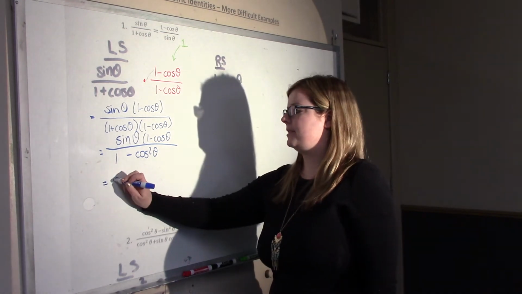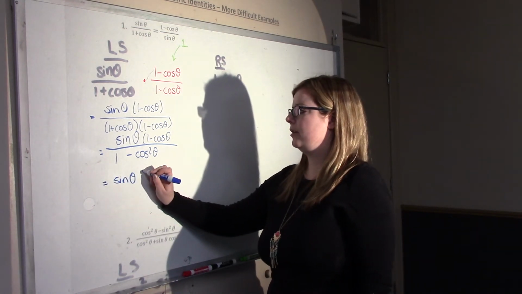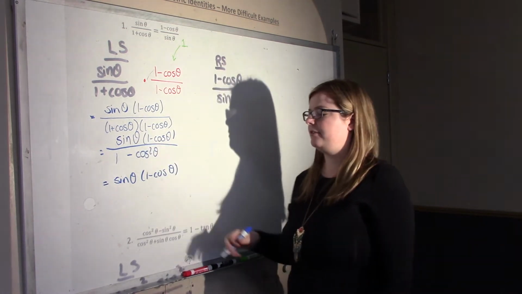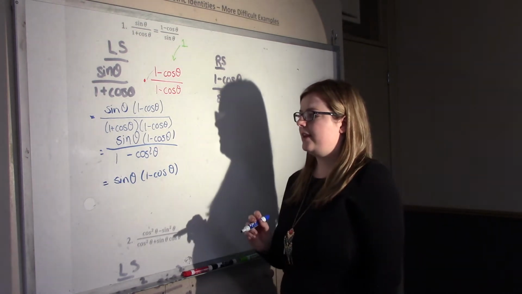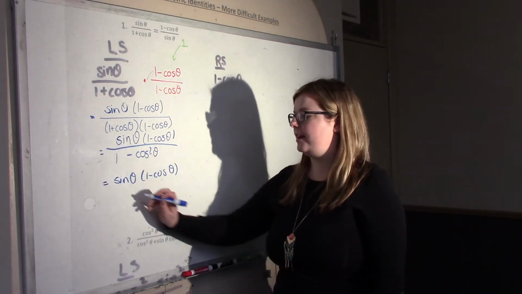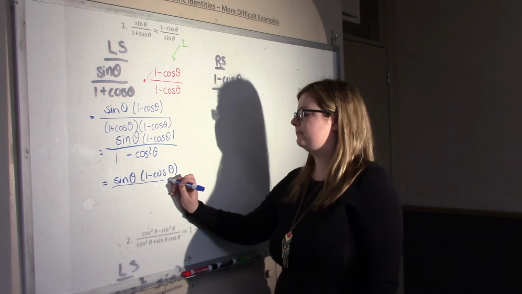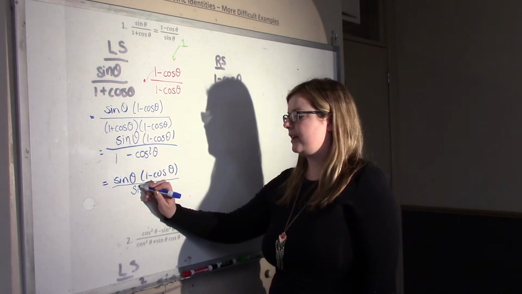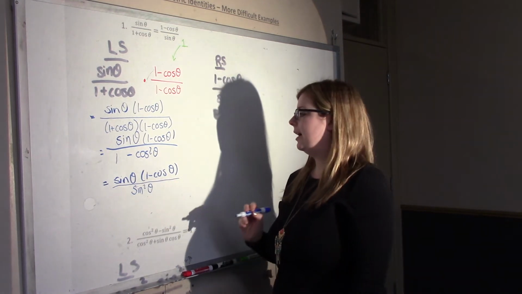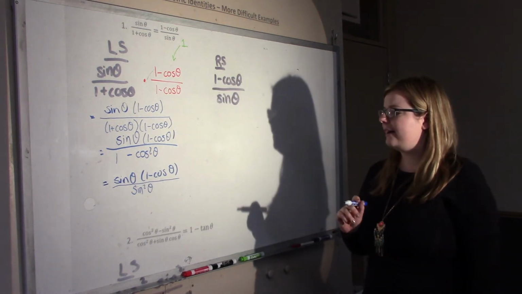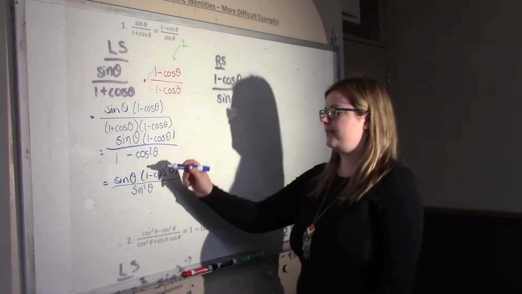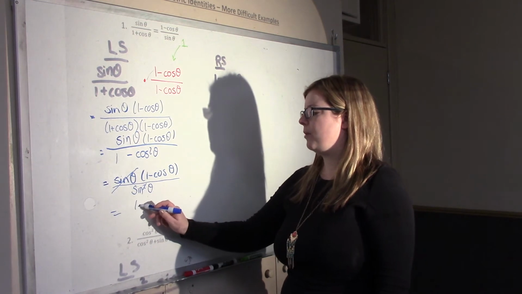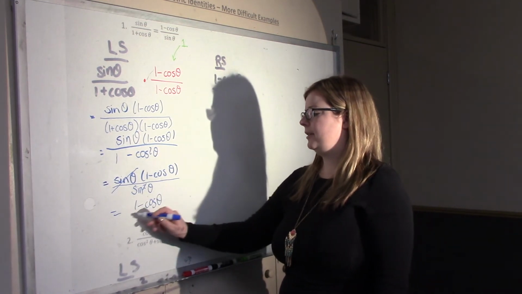So I'm going to keep the top the same again, reminding myself that it's that sine theta I'm trying to get rid of. So how can I get rid of that sine theta? Well, 1 minus cos squared theta, what can I replace that with? Why does that help me? Well, I can replace it with sine squared theta. Aha! Well, now that I have a sine squared theta on the bottom and a sine theta on the top, I get rid of one of these and one of these. So now I'm just left with 1 minus cos theta over sine theta.